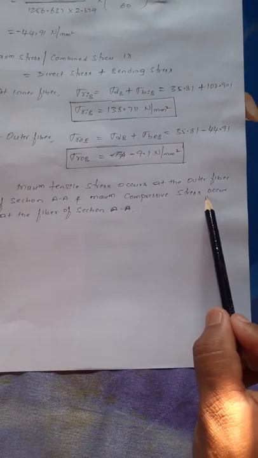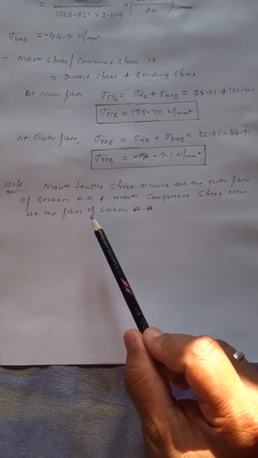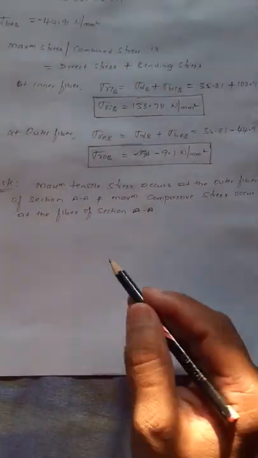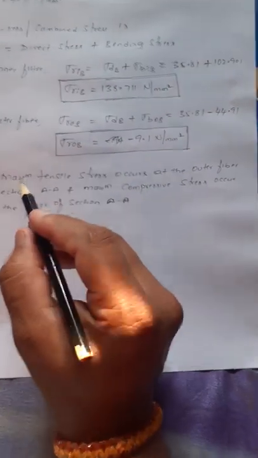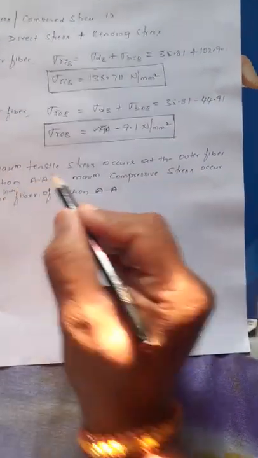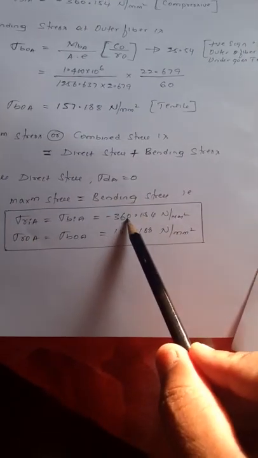The maximum compressive stress occurs at the inner fiber, right? At the inner fiber of the section BB. What is the value at the inner section? Maximum compressive stress here is minus 360.154 Newton per mm square.